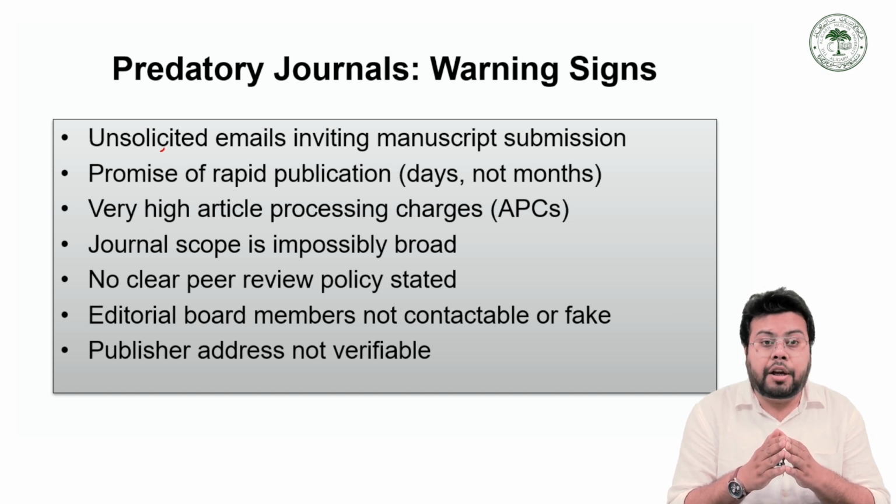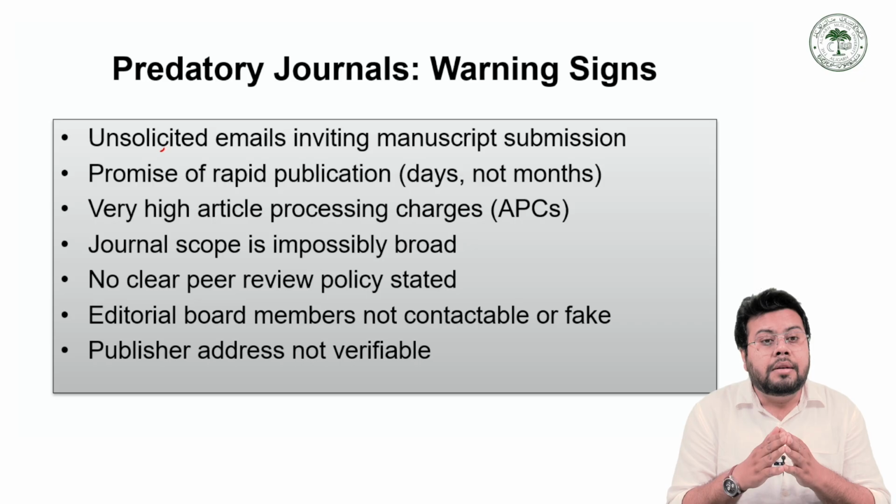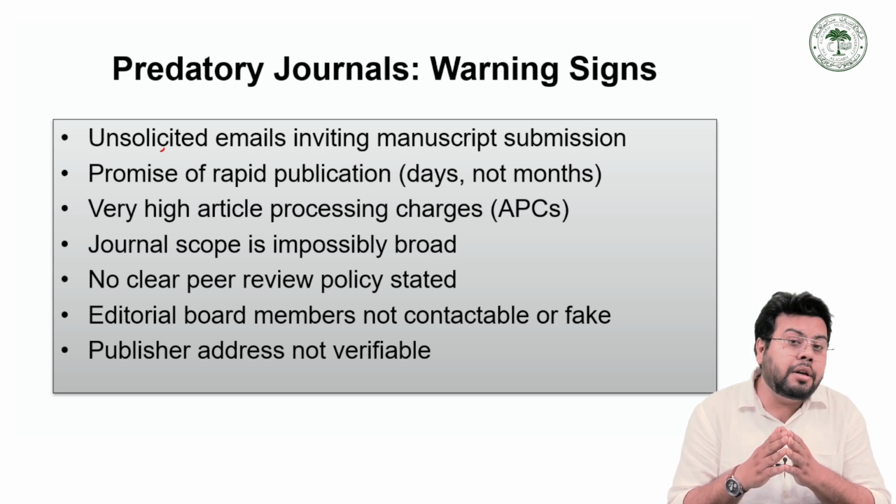Promises of rapid publication, sometimes in days, not even months. But scholarly or peer-reviewed journals take months in editing. Sometimes they have very high article processing charges. Journal scope is impossibly broad. No clear peer review policy is stated. Sometimes editorial board members are not contactable, or sometimes they are fake. Publisher address is not verifiable. So these are the warning signs of predatory journals.